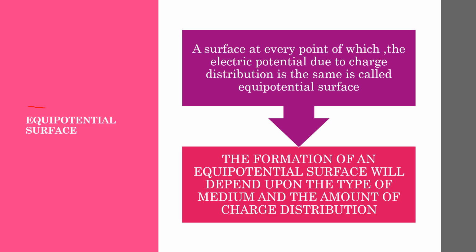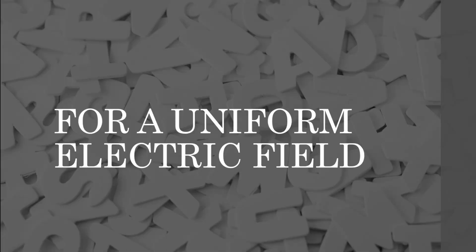Now the next most important topic, equipotential surface. Equi means equal, so a surface that has equal potential is known as an equipotential surface. So how is this surface formed? The formation of equipotential surface will depend upon the type of the medium and the amount of the charge distribution in a space or in a particular medium. So the surface at every point of which electric potential due to charge distribution is the same is known as equipotential surface.